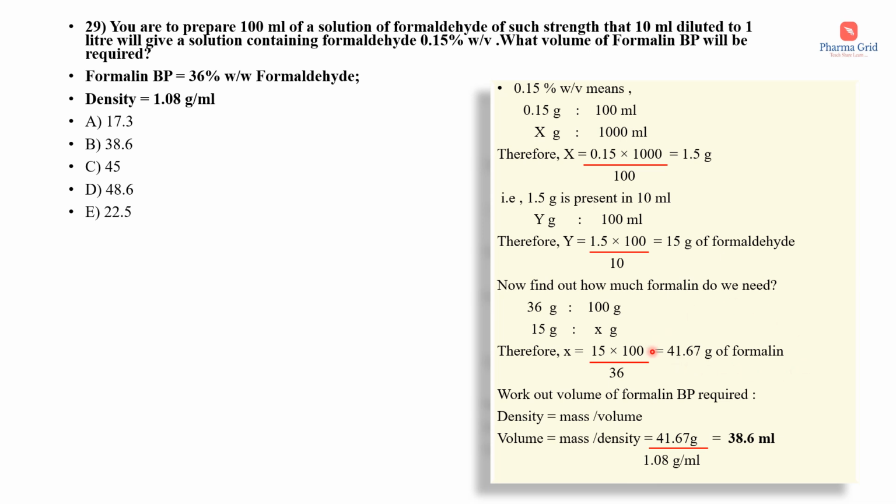And we need to convert this into volume. So the equation will be related to the density. In the question they have given the density. So the density equation is mass by volume. Here they have given the density and we know the mass of formalin required. So volume is equal to mass by density, that is equal to 41.67 gram divided by density, that is 1.08 gram per ml. So the answer will be 38.6 ml. So here the correct answer is option B, that is 38.6 ml.